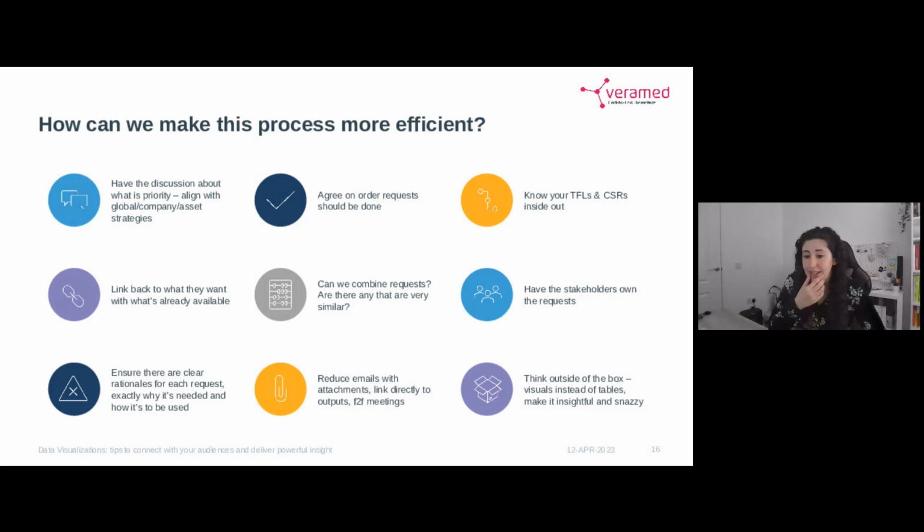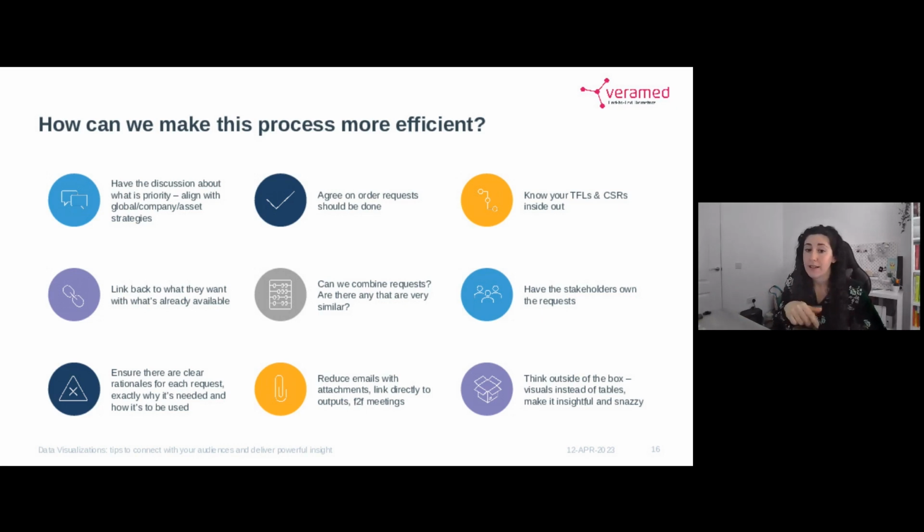And I think as a statistician, it's also really important that we know our TFLs and our CSRs inside out, because then we can link back to what they want with what's already available. Because a lot of the time they can ask for things that are actually in the data somewhere and in the output somewhere. And as a statistician, we need to be able to know exactly what we have so that we can then say, we already have that, which again creates these efficiencies.